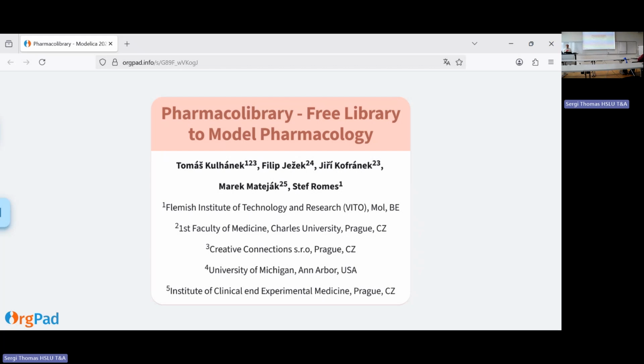I'm Tomáš Kulhánek, and I work at the Flemish Institute of Technology in Mol in Belgium. But I still have affiliation with the First Faculty of Medicine at Charles University, and my colleagues also are from that university, from the small company Creative Connection, and my colleague Filip Ježek is now at the University of Michigan, and another colleague, Marek, who spoke about the chemical library, is at the Institute of Clinical and Experimental Medicine in Prague, in Czech Republic.